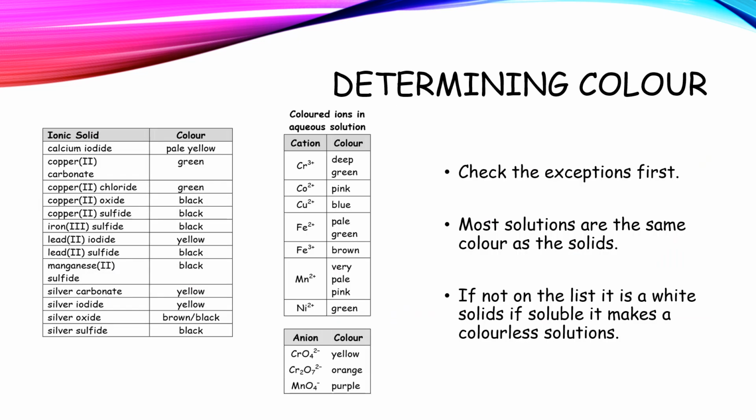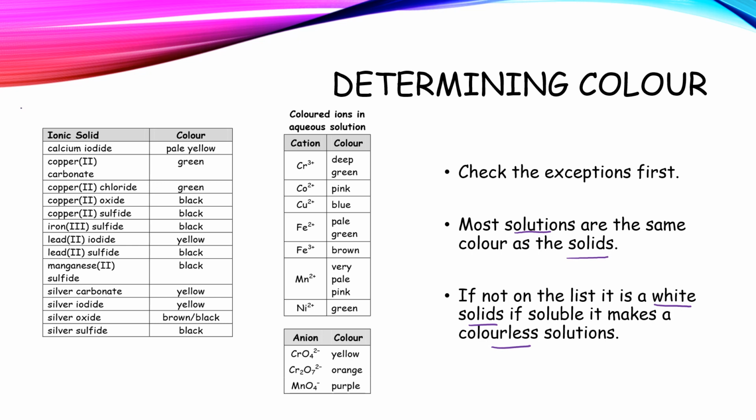Now let's look at how to determine the colour. So on your data sheet, you'll find a section called Colours of Selected Substances. It states, in general, ionic solids have the same colour as that of any coloured ion they contain. So most solutions will have the same colour as their solid. 2 colourless ions usually produce a white solid, so white solids make colourless solutions. And there are selected exceptions to these basic rules as noted below.